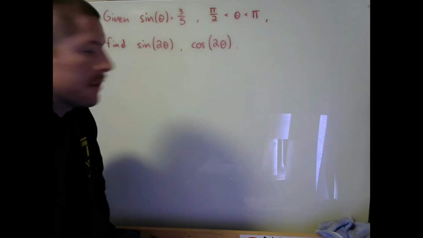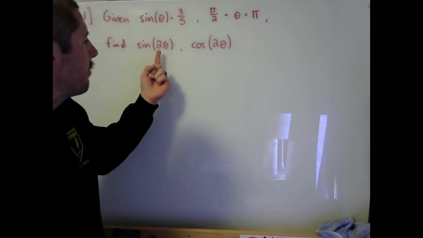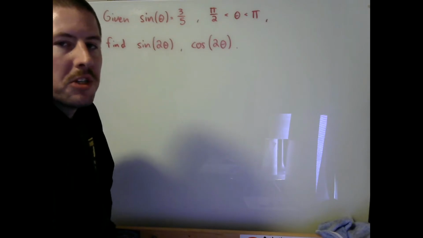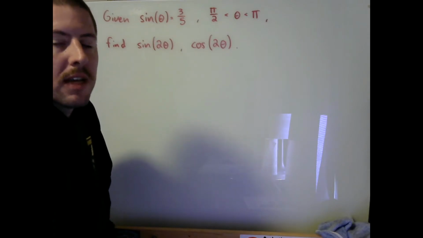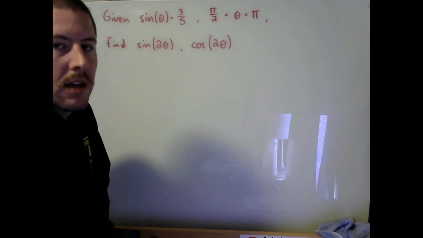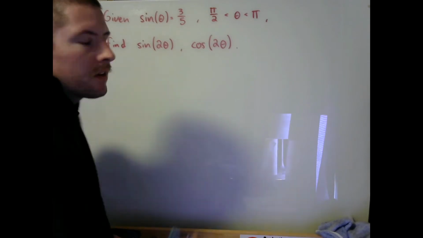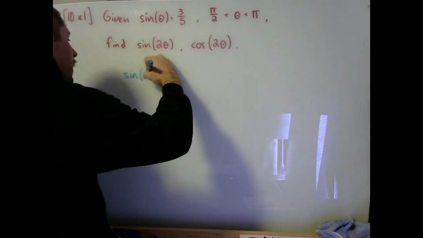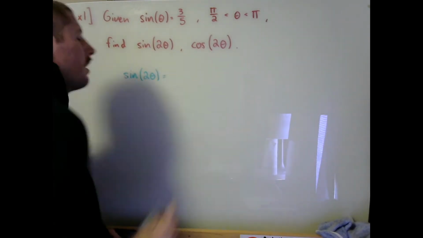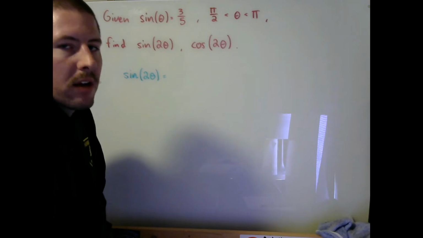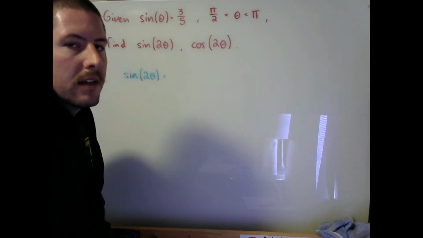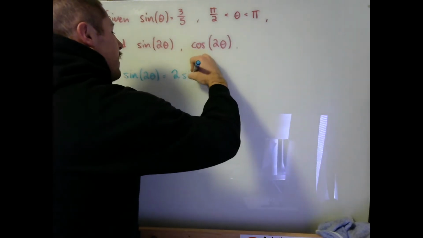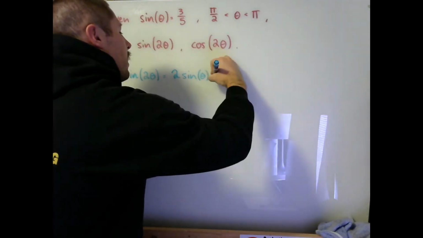We should notice here that since we're interested in finding information about twice an angle that we already have information about, it seems sensible that we should use our double angle formulas to help us evaluate these quantities. Let's take a look at sine of 2 theta first. We derived in our notes the double angle formula associated with sine. Sine of 2 theta will be equal to 2 sine of theta cosine of theta.